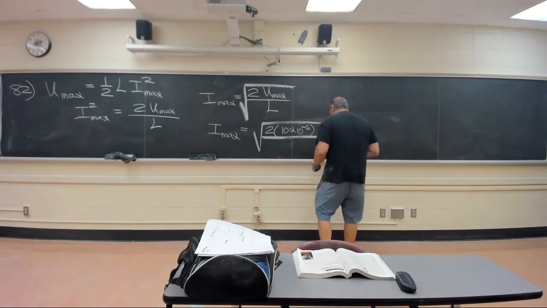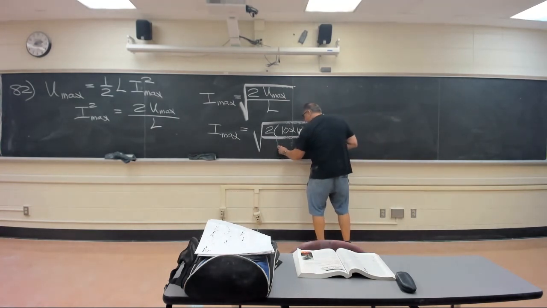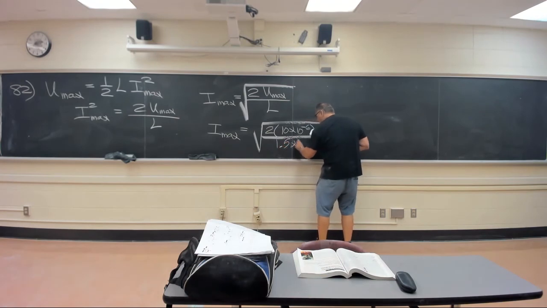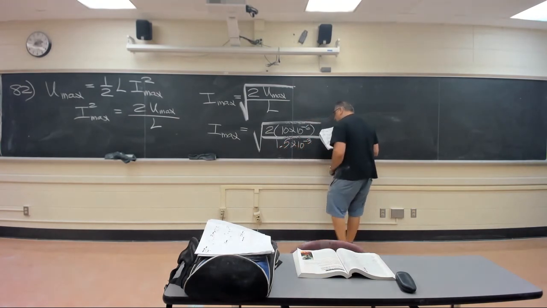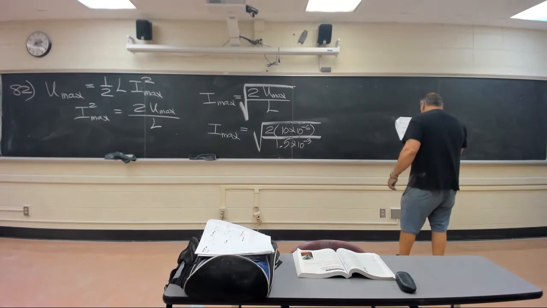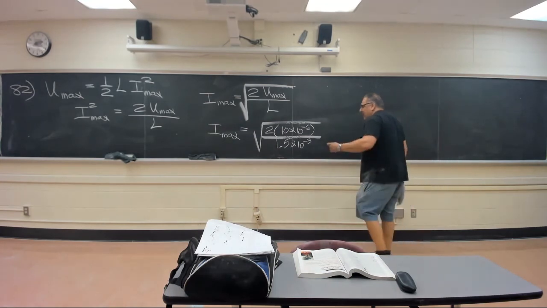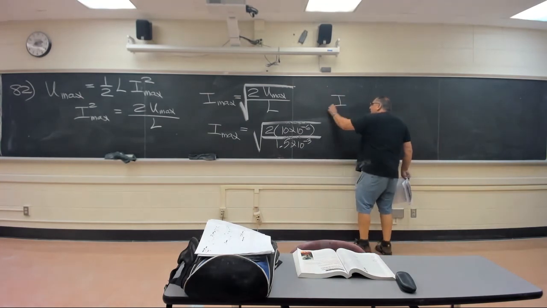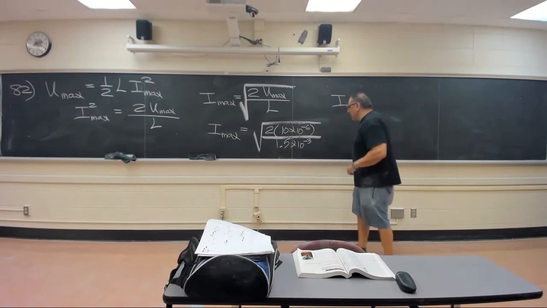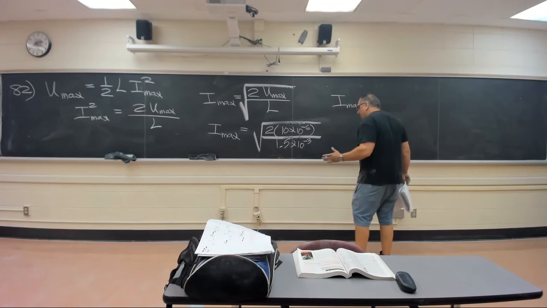Millihenries. Well, I want henries based on how they've defined it. So if it's that many millihenries, how many henries is that? Multiply by that. I don't see that this is going to be a major problem for us, but let's just watch out.